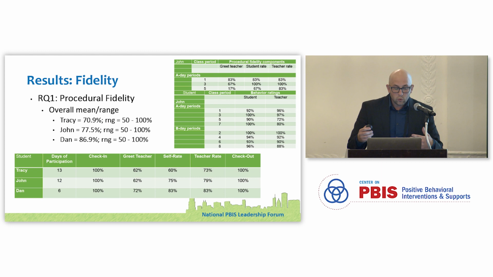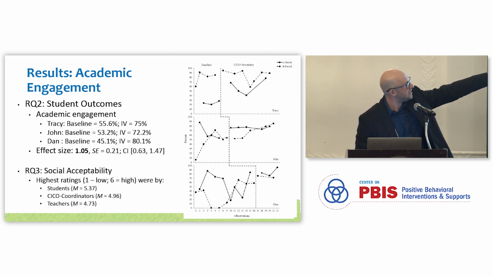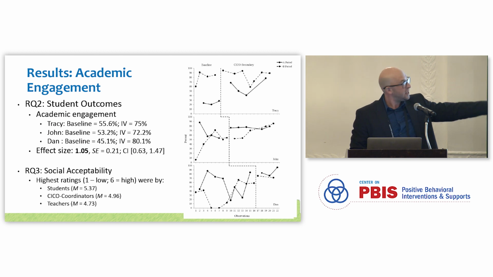The neat thing is we had a range of participation, so I'm going to move past this in the interest of time, but I really want to show this really cool graph. And so this is a lot of data, but what you're seeing here is the participation for Tracy up top, for John in the middle, and then for Dan at the bottom, and this is their level of classroom engagement.